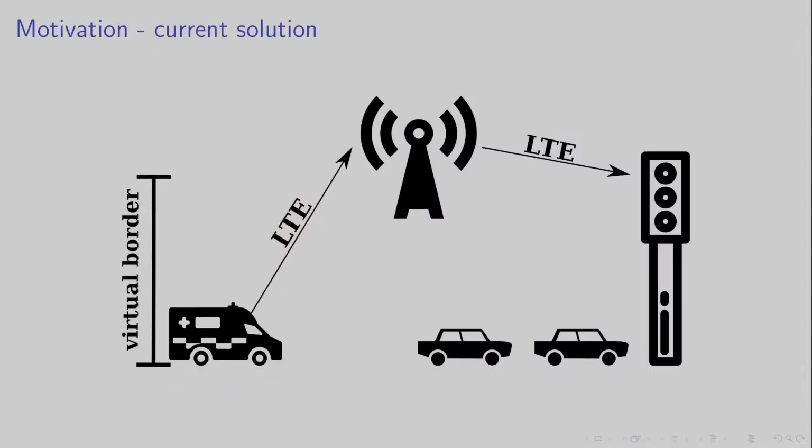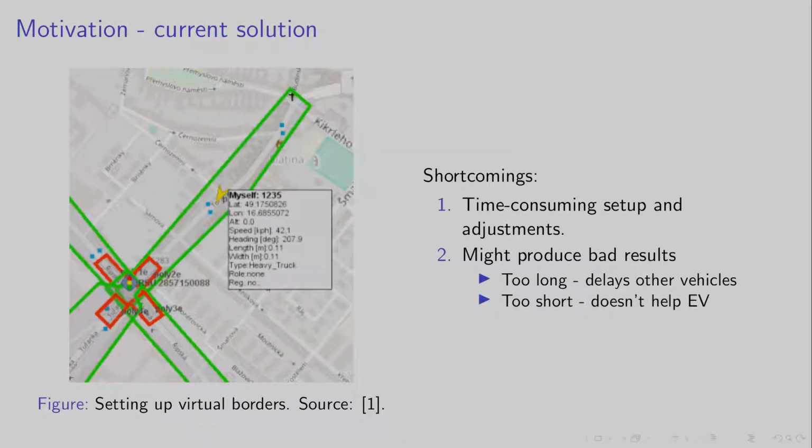Nowadays, preemption is usually implemented as shown in the figure. When the emergency vehicle crosses some virtual border located at a predefined distance from the intersection, it sends a signal via cellular network to the traffic lights controller. The controller, upon receiving the request, starts the preemption. Setting up the virtual border can look something like this. A traffic engineer needs to specify this kind of shape in a map. Crossing the border by the emergency vehicle is then detected via GPS localization.